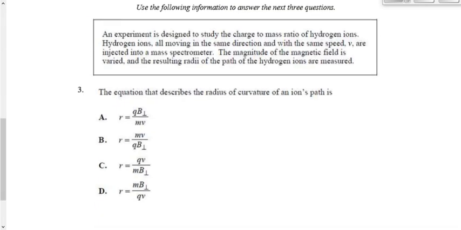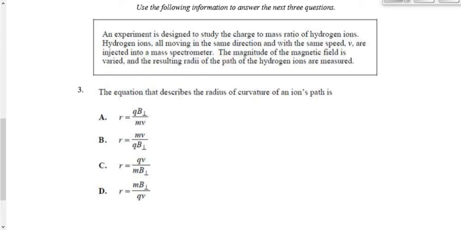3, an experiment is designed to study the charge to mass ratio of hydrogen ions. Hydrogen ions, all moving in the same direction and with the same speed, are injected into a mass spectrometer, which is basically like a cathode ray tube, right? Except that we're using ions, in this case hydrogen ions, instead of electrons. But the setup of it is the same, just the charge and the mass would be different.